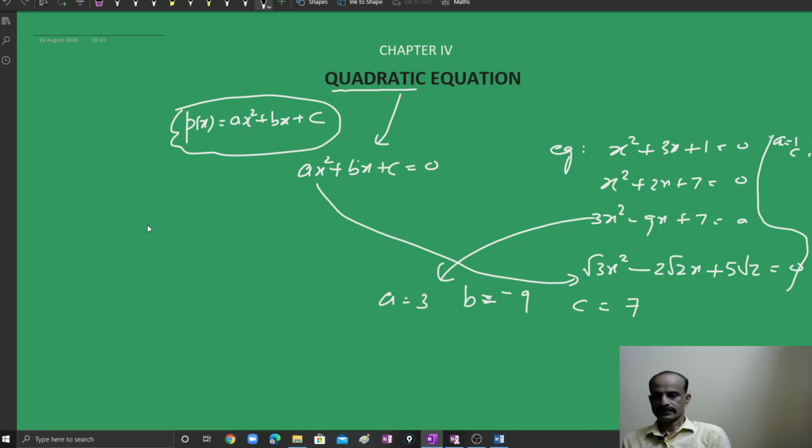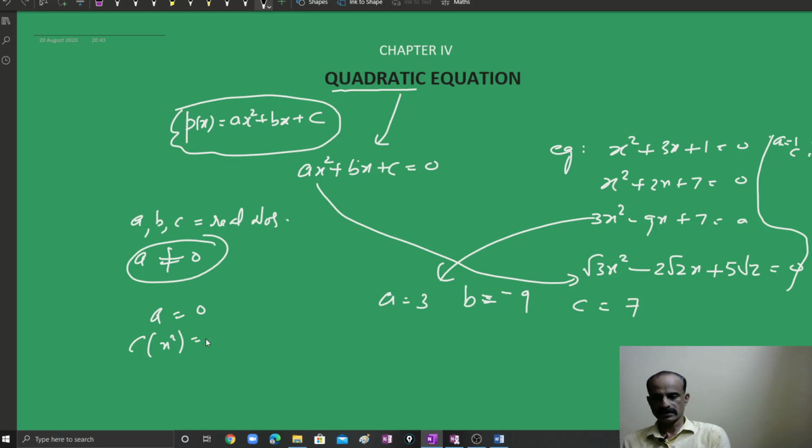So what are a, b, c? A, b, c are real numbers, but there is a condition: a cannot be 0. Why? What happens when a is equal to 0? When a is equal to 0, the coefficient of x square is 0. It will be as good as writing 0x square plus 4x plus 7 equal to 0. That means this part is not there. That means it becomes a linear equation.